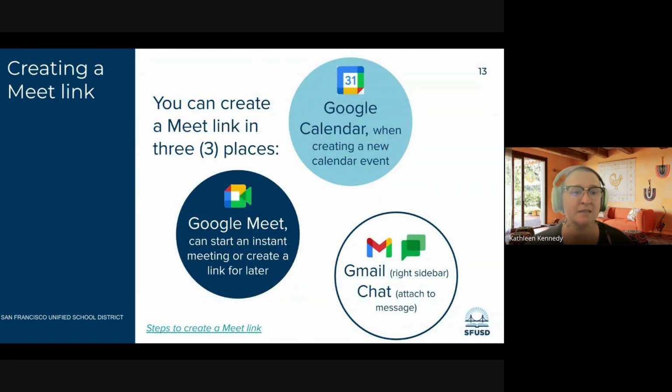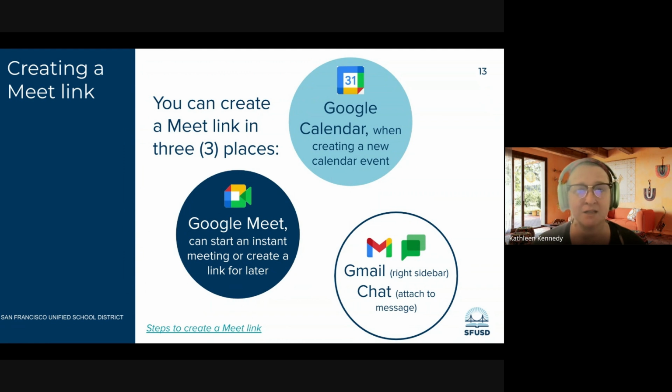There are 3 ways that you can create a meeting link. You can create a Meet link in your Google Calendar when you are creating a new calendar event. You can create a Google Meet. You can start an instant meeting or create a link for later. And you can create it either in Gmail on the right sidebar or in chat. So I'm quickly going to show you where those 3 things are.